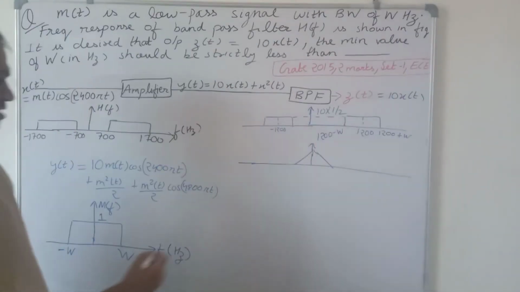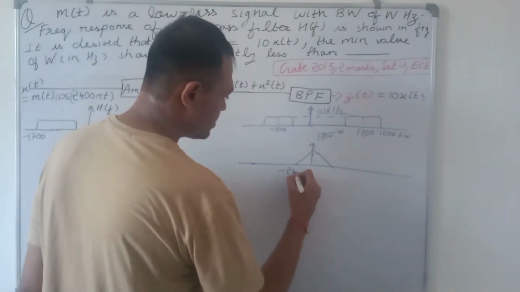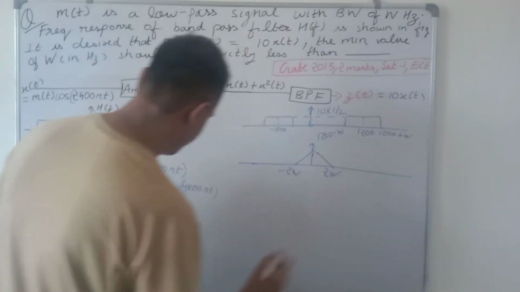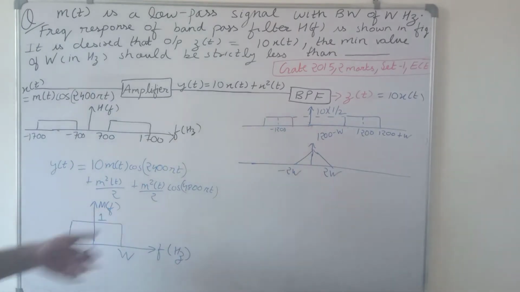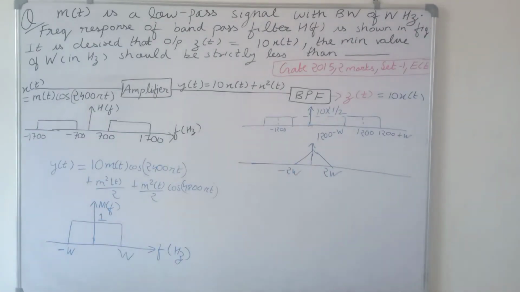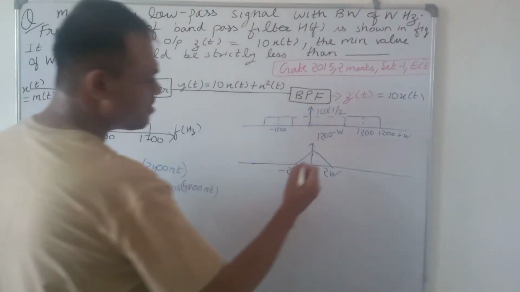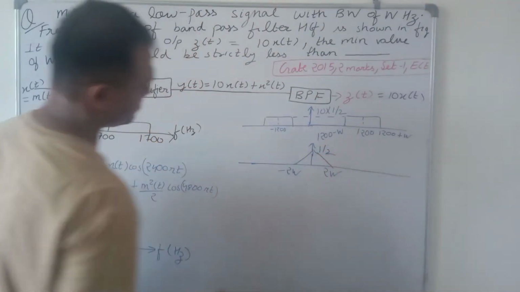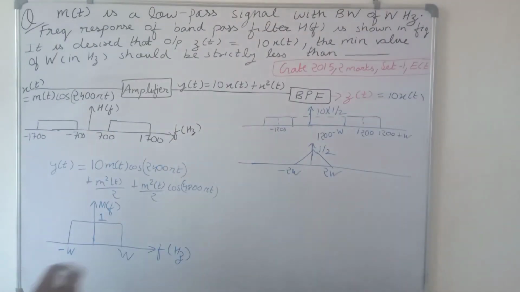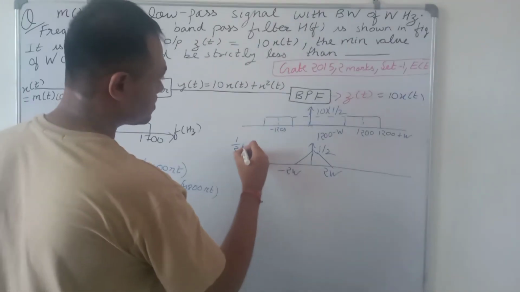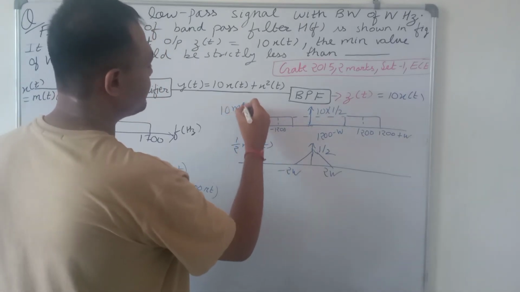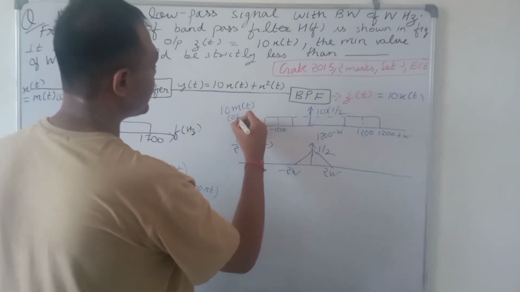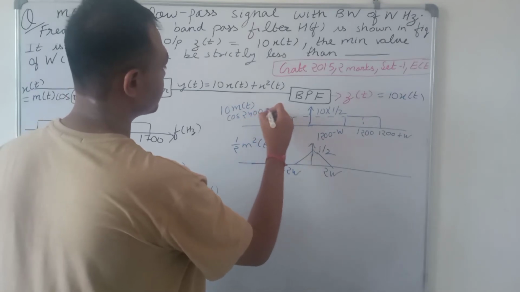And the bandwidth will be minus 2W to 2W. We have to convolve this signal with itself to get the graph for half m square of t. So this amplitude will again be 1 by 2. So this is half m square of t. This is 10 m(t) cos of 2400 pi t.